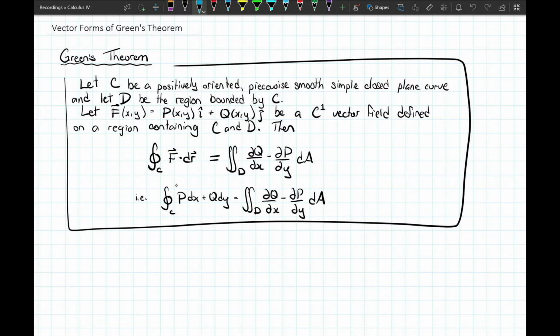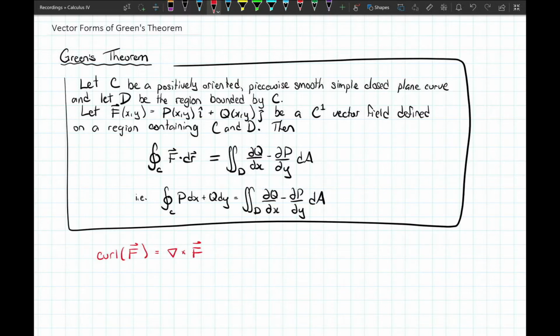When we evaluate the line integral, we tend to use the parameterization. And if we're going to be evaluating the double integral, then we turn that into an iterated integral dy dx, dx dy, or possibly r dr d theta. Now, this partial q with respect to x minus partial p with respect to y should look kind of familiar now that we've taken a look at curl.